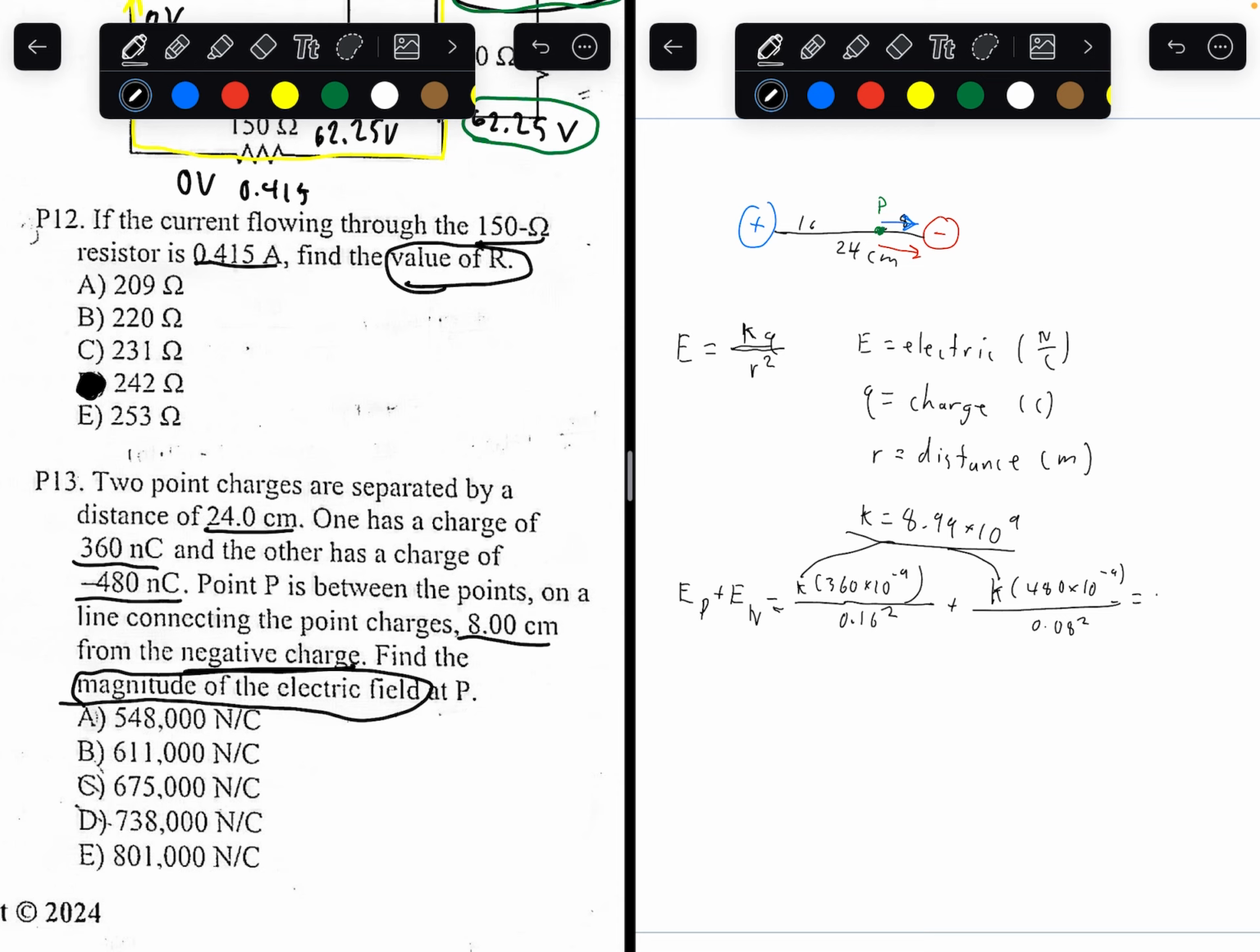an answer of 800,671 newtons per coulomb. So this is the answer to the question, which rounds up to 801,000 newtons per coulomb. So the answer to this question is going to be letter E, 801,000 newtons per coulomb.